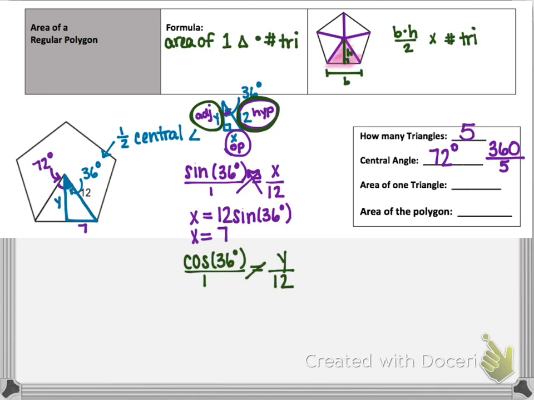So then we'll cross multiply. 1 times Y is Y. And then I'll have 12 times the cosine of 36. So I will put 12 cosine of 36 into my calculator and end up with 9.7. So now I know this side in my triangle over here may be 9.7.